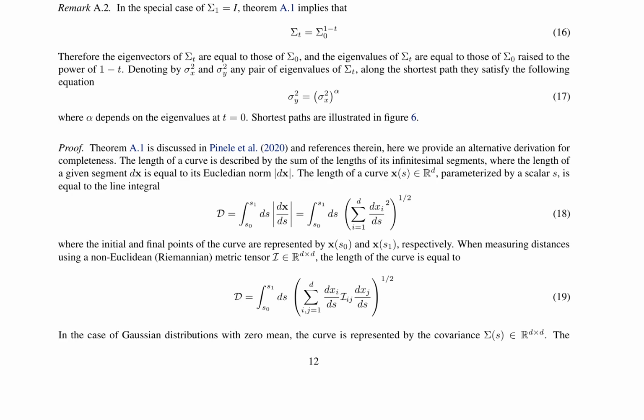They then generalize this concept to non-Euclidean metrics, resulting in equation 19. In the context of Gaussian distributions with zero mean, the curve is represented by the covariance matrix, and the authors use this framework to derive the shortest path between distributions. This theoretical foundation is crucial for understanding the shortest path diffusion method and its applications in image generation.